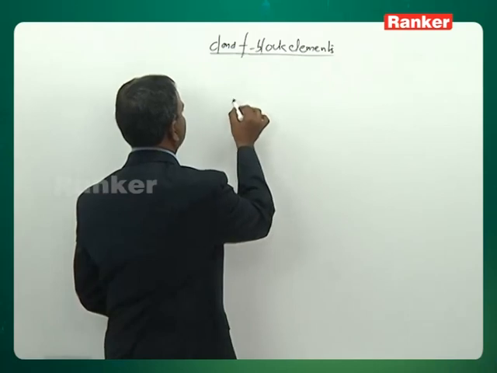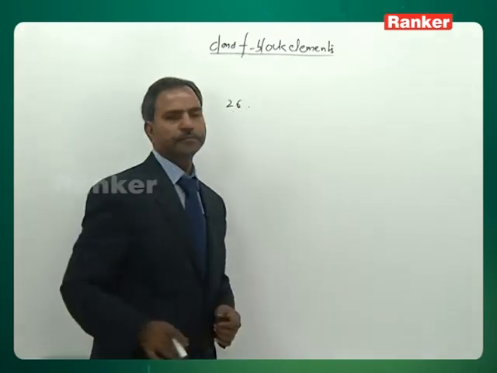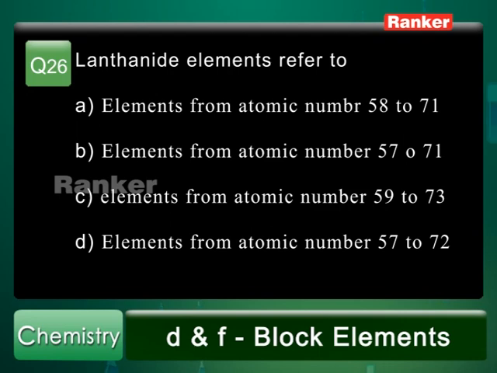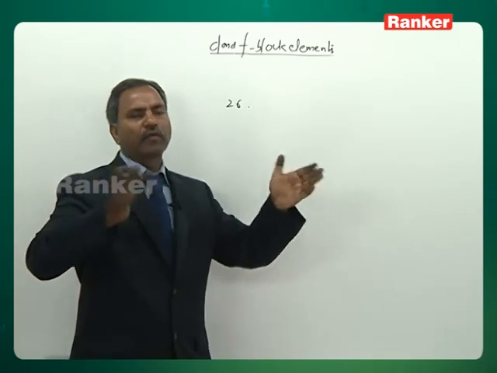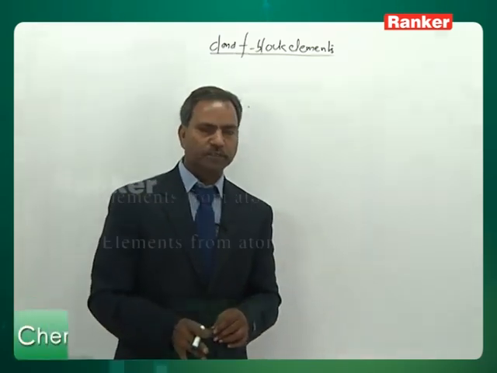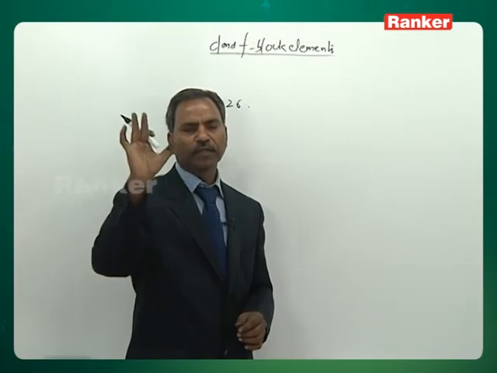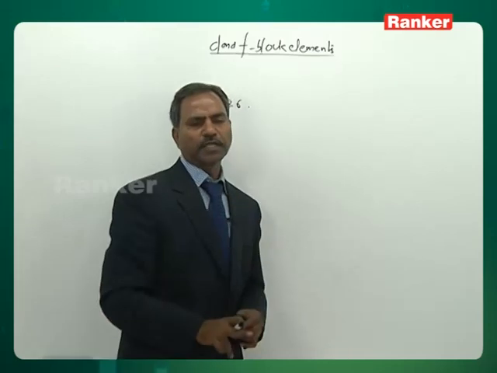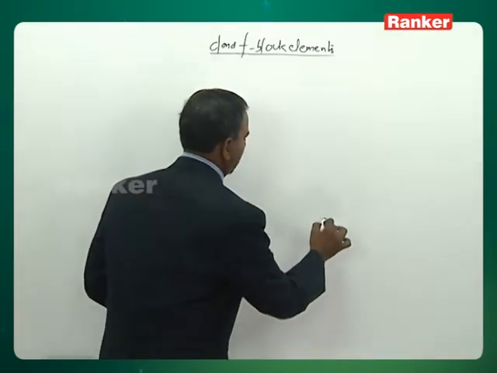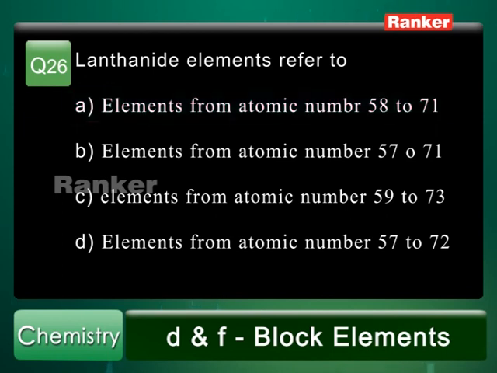Coming to question number 26. Lanthanide elements refer to which elements? Even from 10th class onwards we go on studying this periodic table. Don't look at the answers, let us say: lanthanides start from cerium 58 to lutetium 71. So the answer is the elements from atomic number 58 to lutetium 71. For question number 26, option A is correct. You need not think much about it.